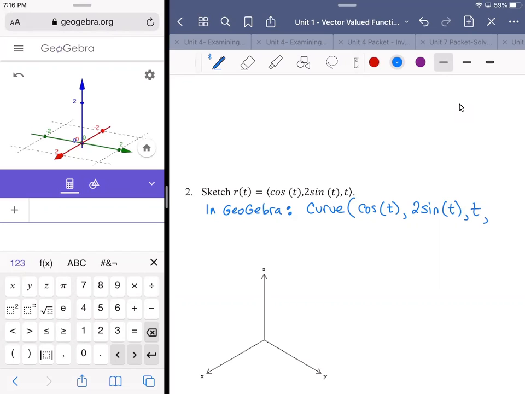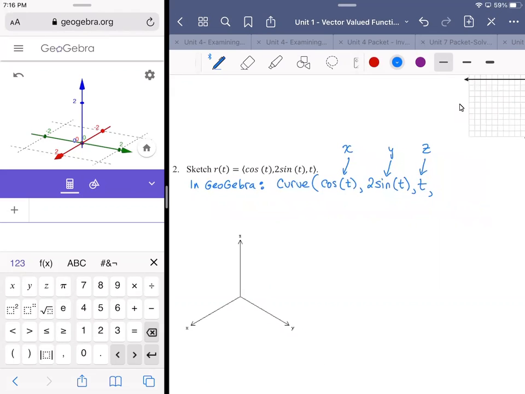It thinks you're trying to say cost if you don't put the parentheses there. So just be careful about that. All right. So this is the three components: X, Y, and Z. Then you're indicating what the variable is. So an additional t for the variable, and then the domain. Negative 10 to 10 is where we're going to start.